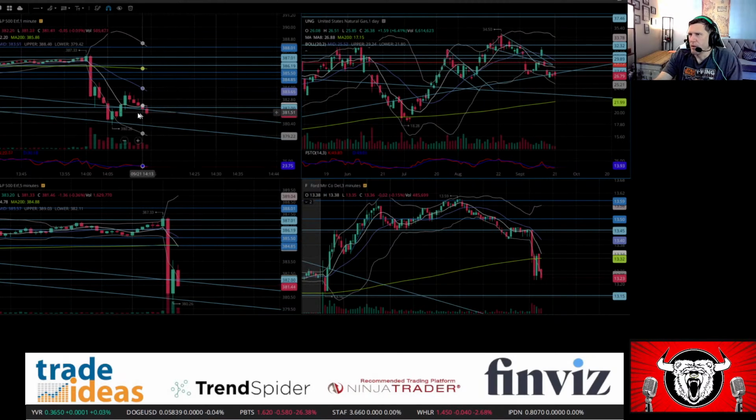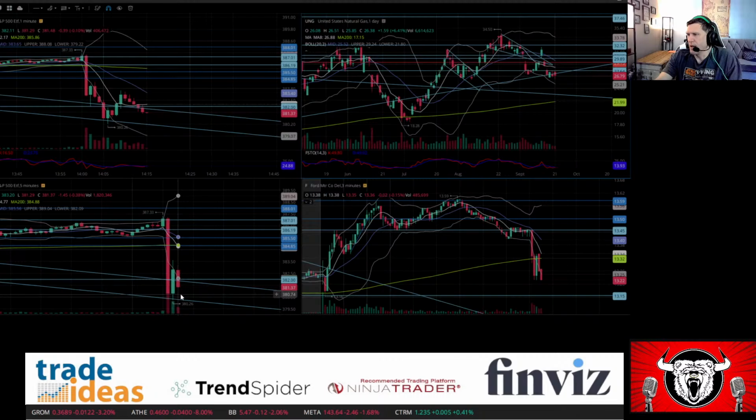Looking pretty bearish. All right, here's a breakover. I think I like this breakover because that's probably going to at least swing to the bottom of this bar here. 380.75 is the target. And let's see here.